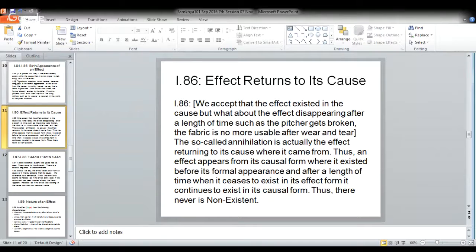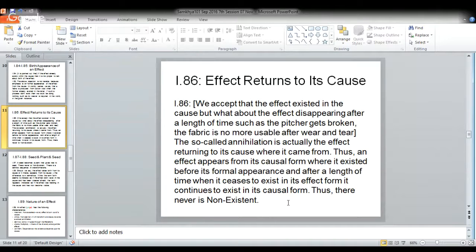This is the English translation of 1.86. We accept that the effect existed in the cause, but what about the effect disappearing after a length of time, such as the picture gets broken, the fabric is no more usable after wear and tear. So that is in the mind of the layman. To that, Kapil is answering, the so-called annihilation is actually the effect returning to its cause where it came from. So Nasha is Karana Laya. Thus an effect appears from its causal form where it existed before its formal appearance, and after a length of time, when it ceases to exist in its effect form, it continues to exist in its causal form. Thus there never is a non-existent.